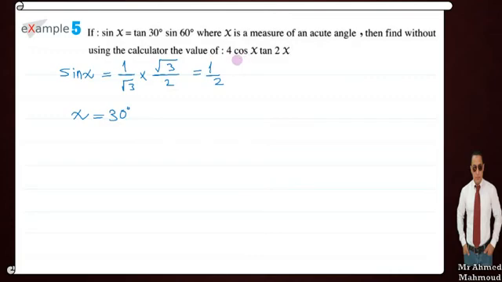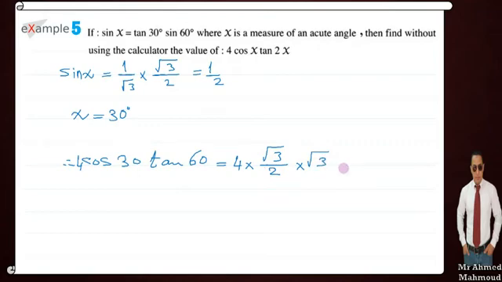But here he asked about 4 cosine x tan 2x, therefore 4 cosine 30 tan, 2 times 30 equals 60, tan 60. Equal 4 times root 3 over 2 times square root 3 equals 6. Example 6.